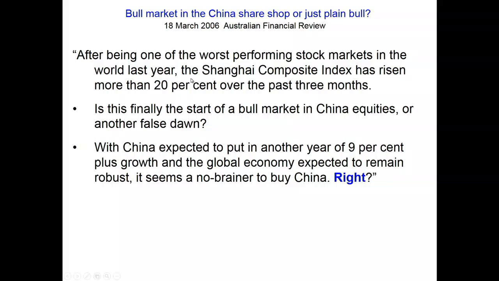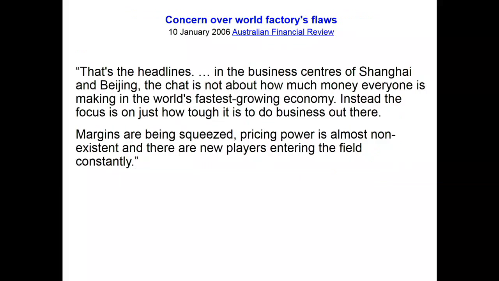They said, with China expected to put in another year of 9% plus growth and the global economy expected to do well, it seems a no-brainer to buy China. In fact, it's not so obvious. Why? Because whilst the economy is growing, there is brutal competition, with new suppliers coming in, so the profits for each company are decreasing. Consumers and everyone are benefiting, but the companies are not, because of the competition.